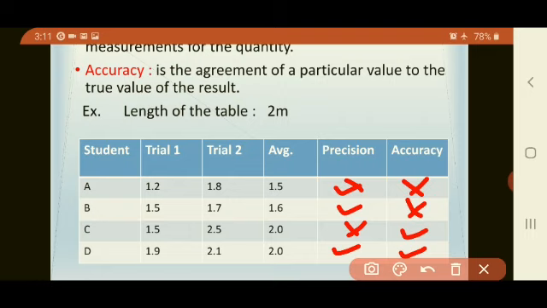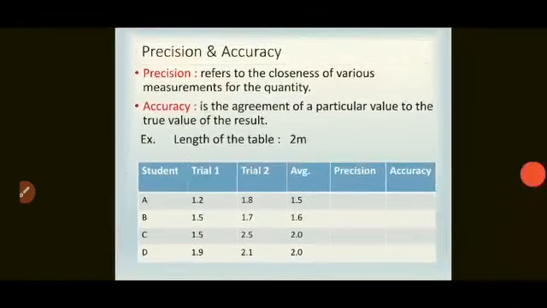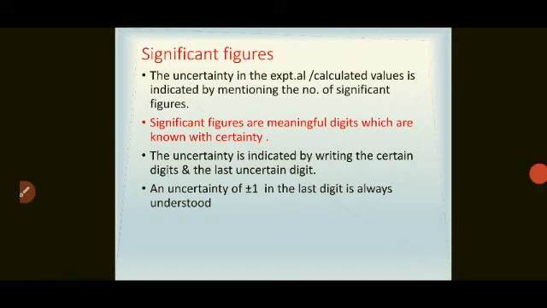And hence whenever we give any reading, always the figures in that are, some are certain and some are uncertain, and this we can find out by using the significant figure. So the next term is significant figure. Now, the uncertainty in the experimental or calculated value is indicated by measuring the number of significant figures.